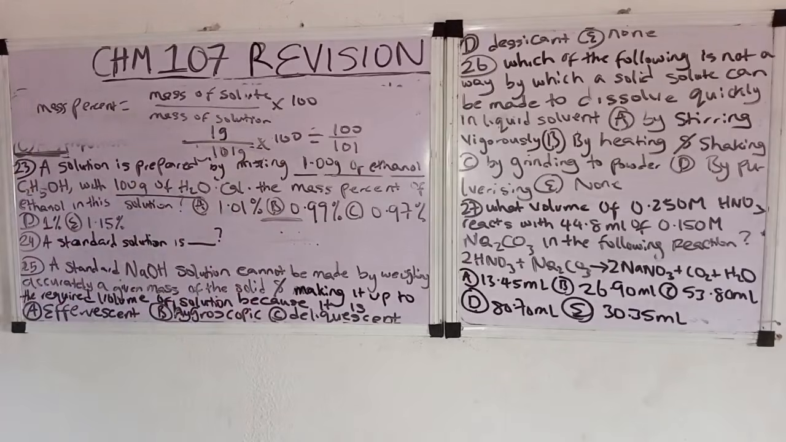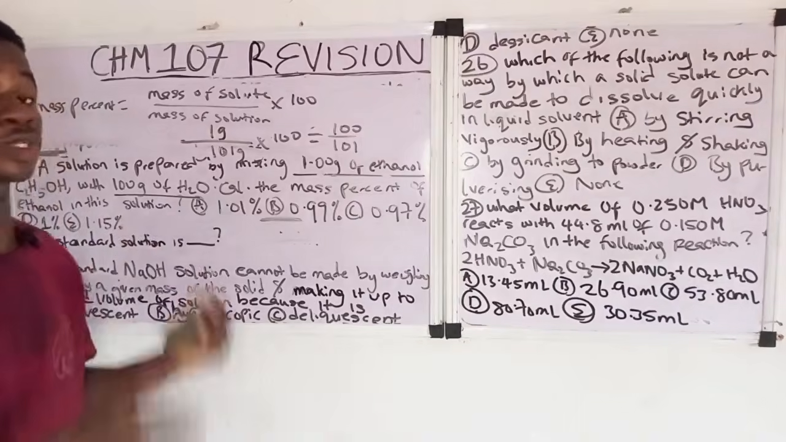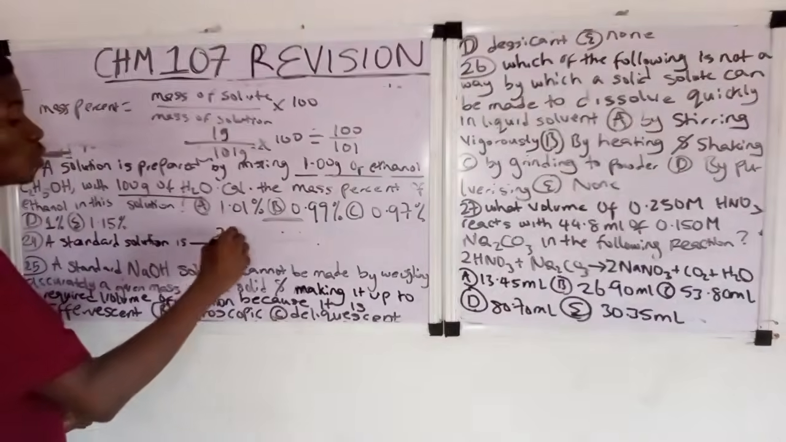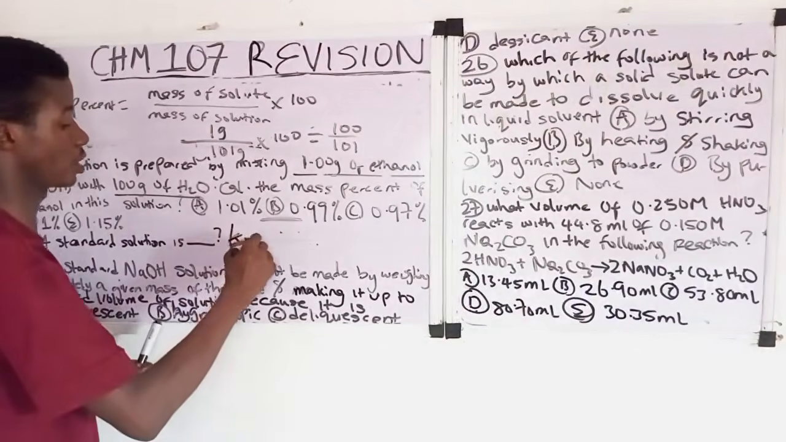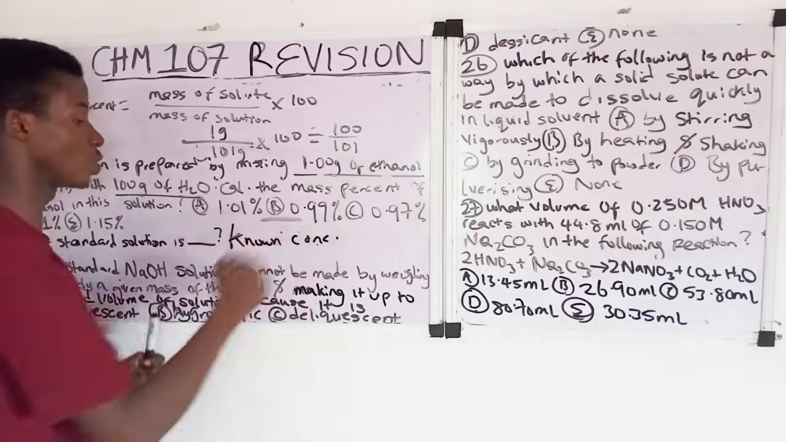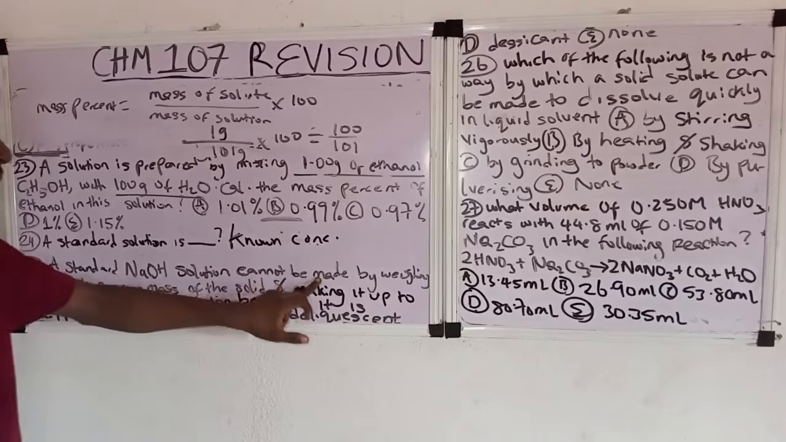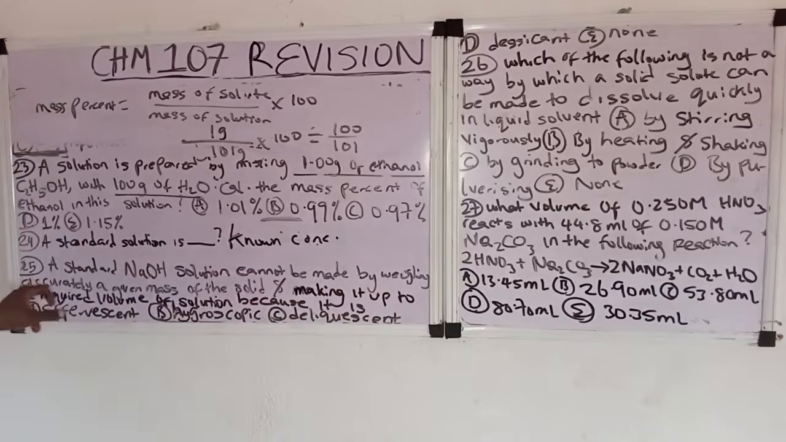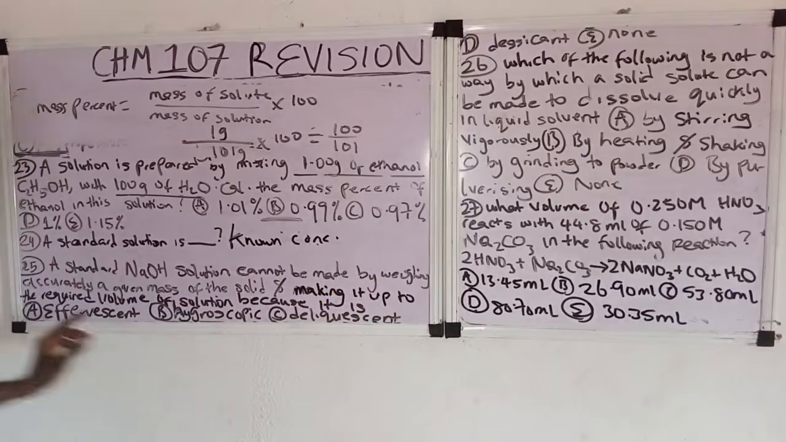Then we move to 24. A standard solution is a solution that has a known concentration. A known concentration is a standard solution. Then 25. A standard sodium hydroxide solution cannot be made by weighing accurately a given mass of the solid and making it up to the required volume of solution, because why?